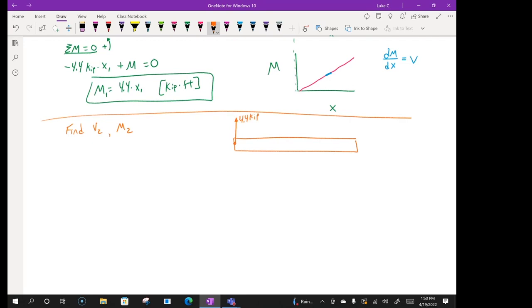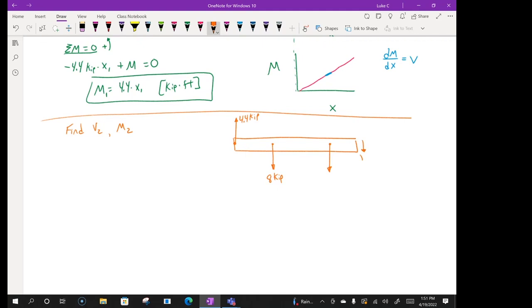4.4 kip. This is 8 kip. Hey, get down. Get down. No. Let's see. This force I'll put here in a minute. No, no, no, no. You just ripped it.